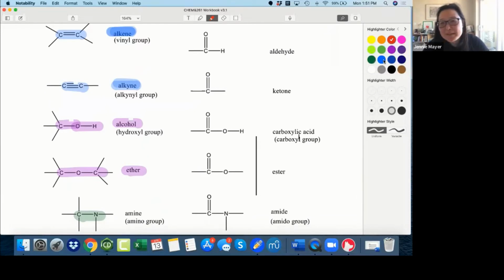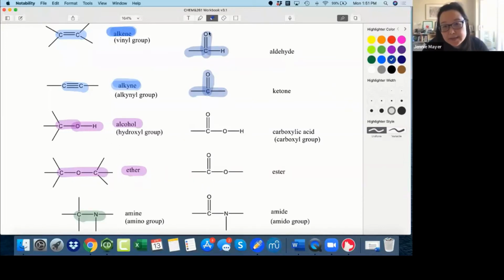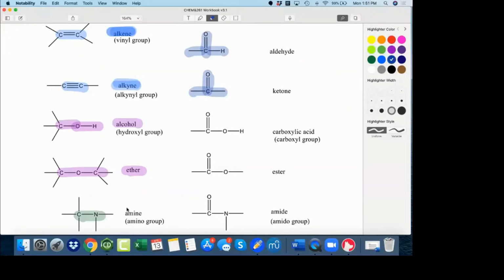So I would learn, let's say in a different color here, aldehyde and ketone together, because not only do they have this, but they also have that in common. And then the difference is that this has a C and this has an H. So I would learn aldehyde and ketone as a carbonyl with a hydrogen versus a carbonyl with a carbon.